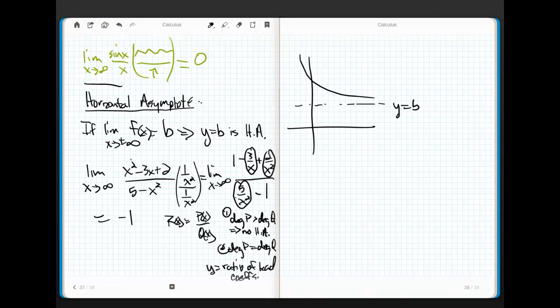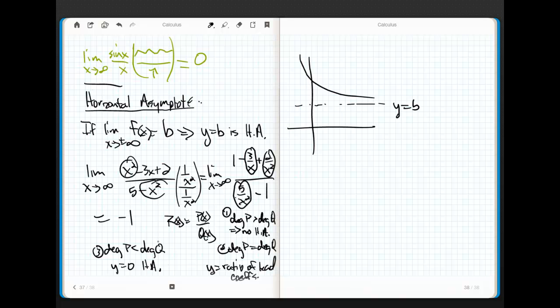Well, that's exactly what happened. This is a lead coefficient. This is a lead coefficient. The ratio was -1. And then remember, three, if the degree of p is less than the degree of q, then I know that y equals 0 is my horizontal asymptote. Okay? So do you see what I'm saying here? I don't want you to abandon that.